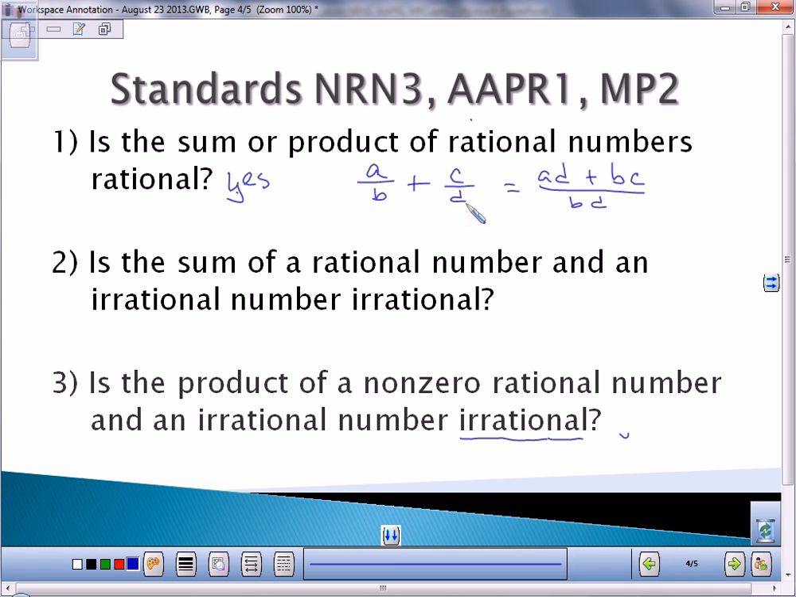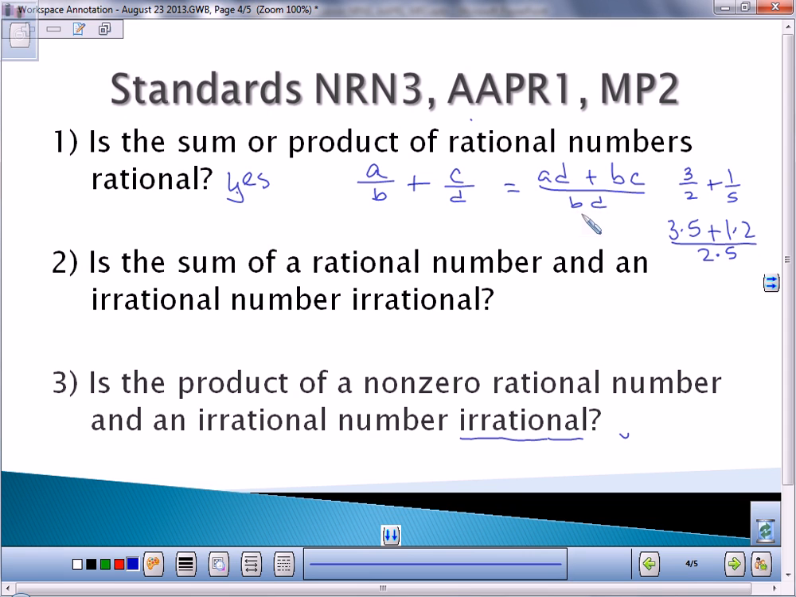Okay, 3 halves plus 1/5. What is the common denominator? 2 times 5, which is 10. The 3 gets multiplied times the 5, and the 1 gets multiplied times the 2. Isn't that how it works? Yes, I got it. So much easier than the way I always did it. Okay. Good.